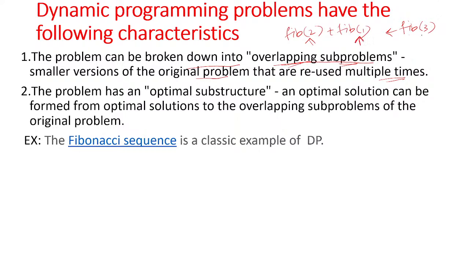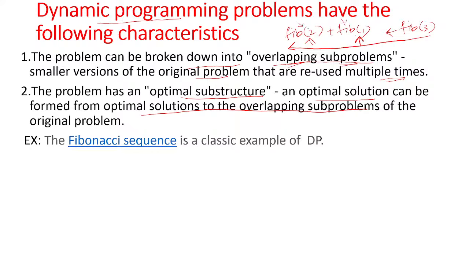If the problem can be broken into overlapping subproblems, then you can solve that problem by using dynamic programming. Please remember, the problem also has an optimal substructure. That means an optimal solution can be formed from optimal solutions to the overlapping subproblems of the original problem. Now these are overlapping subproblems.